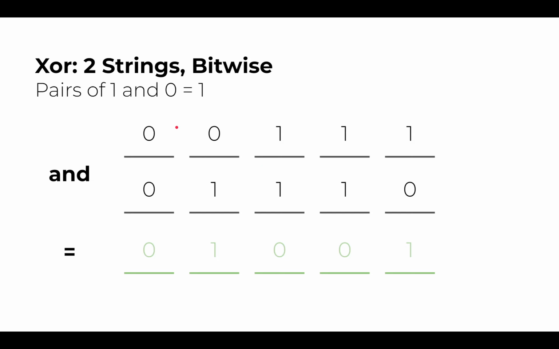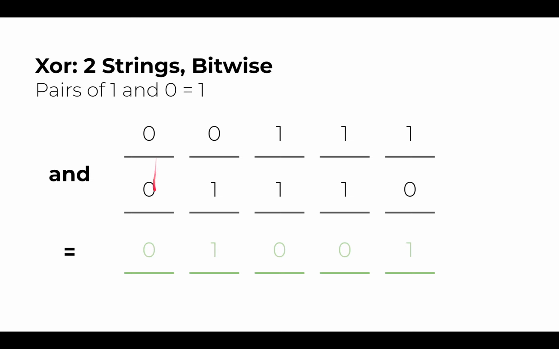The next on the order of precedence is XOR, which takes 2 strings and is bitwise. For this one, the result will be a 1 if you have a pair of 1 and 0. 1 and 1 is 0, 0 and 0 is 0. They have to be different. It has to be a 1 and a 0. The order in which they occur, whether the 1 is on the top or the bottom, doesn't matter. It has to be a 1 and a 0.